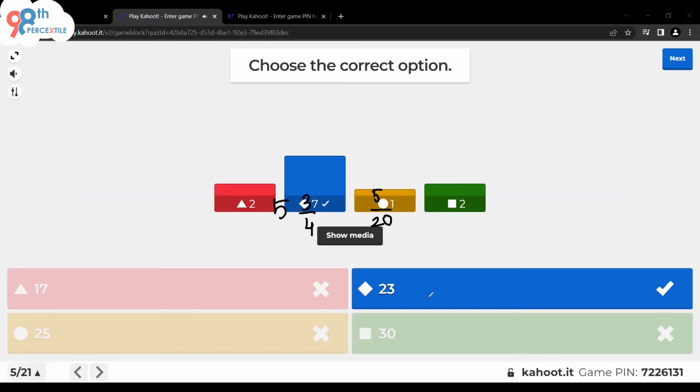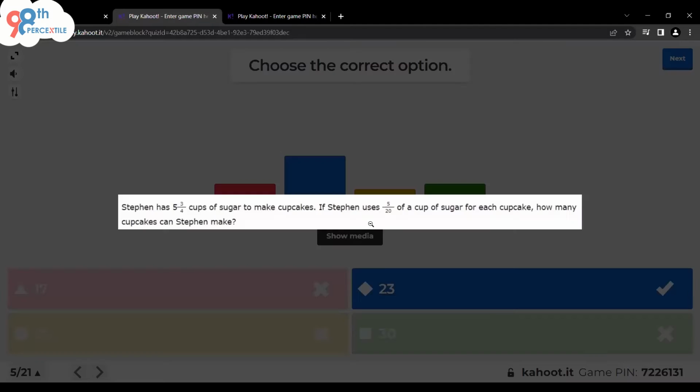Okay, so let's see how many of you were able to get it correct. So if we just have a look, 7 of you could get it correct. 2 plus 1 plus 2, that is 5 of you were not quite sure as to what needed to be done. So what we had was Stephen had 5 3/4 cups of sugar to make cupcakes. So that is 23/4 cups of sugar. If he uses 5/20 of a cup of sugar for each cupcake, how many cupcakes could he make?